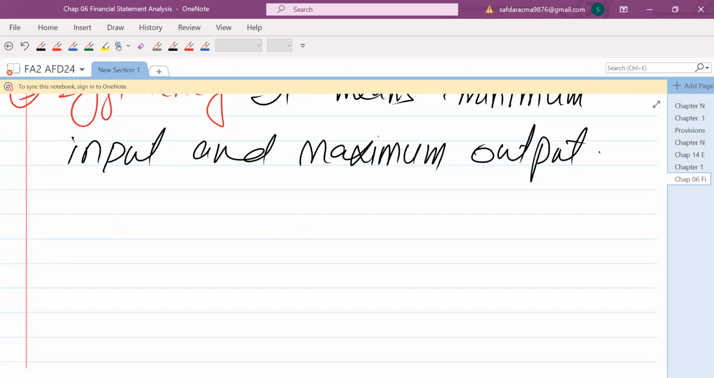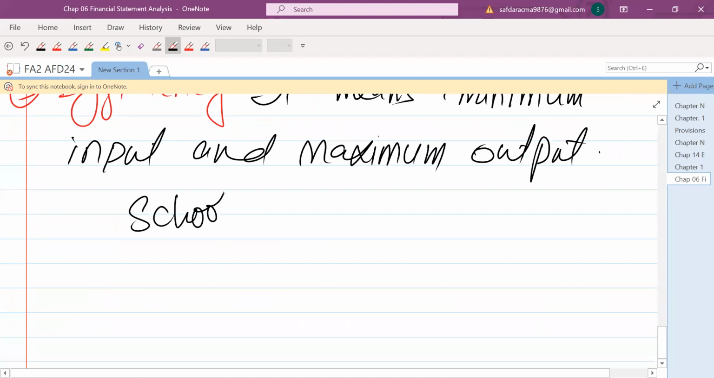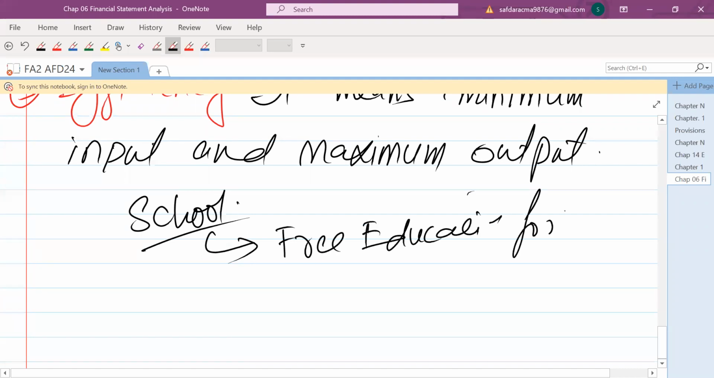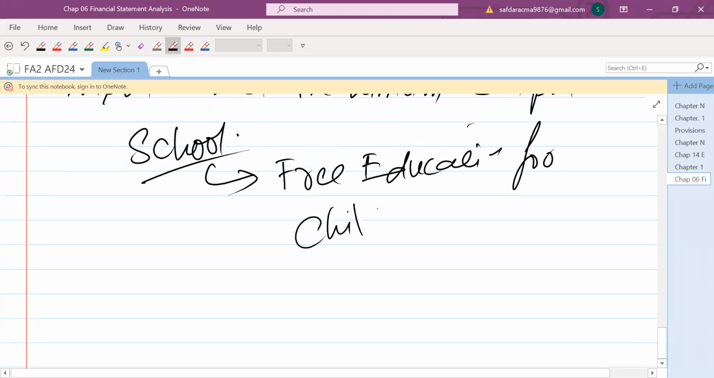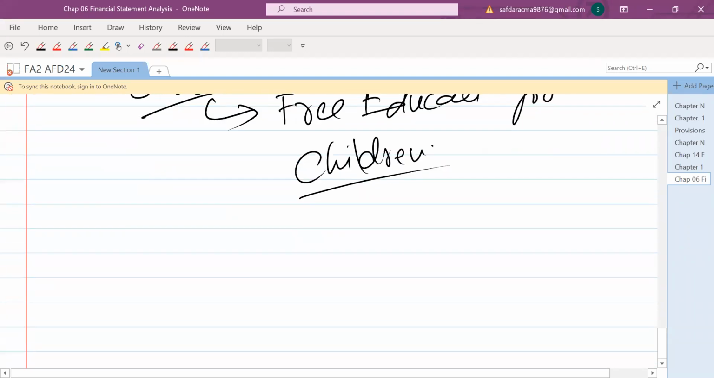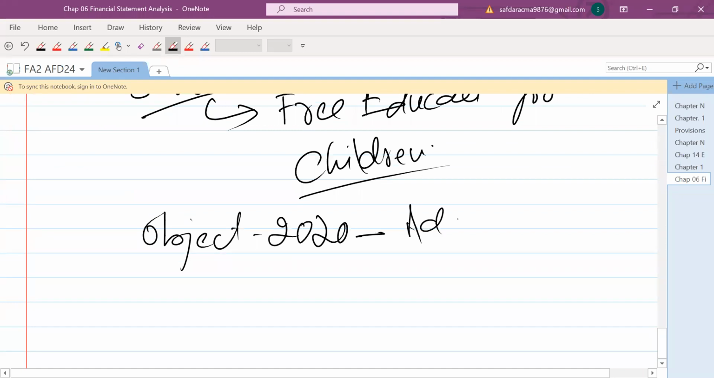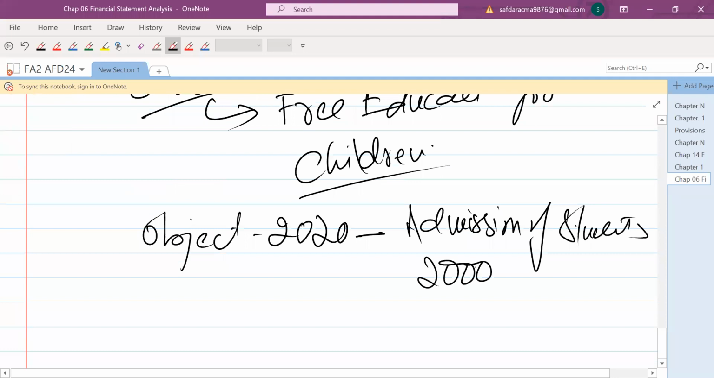For example, मैं आपको एक मिसाल देता हूँ. For example, you have a school, and this school is providing free education for children. And for example, you have an objective that in this year 2020, you will get the admission of at least 2000 students this year.